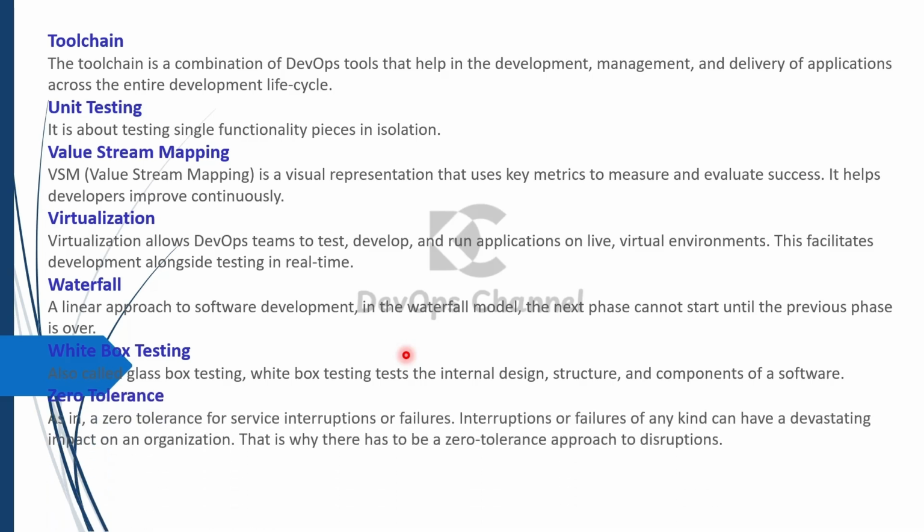Next one is zero tolerance. So in zero tolerance for a service interruption or a failure, interruption or failure of any kind can have a devastating impact on an organization. That is why there has to be a zero tolerance approach to the distribution. Okay, there are various practices followed within this practice. Okay, I am hoping that it will help you in mastering your DevOps interview.